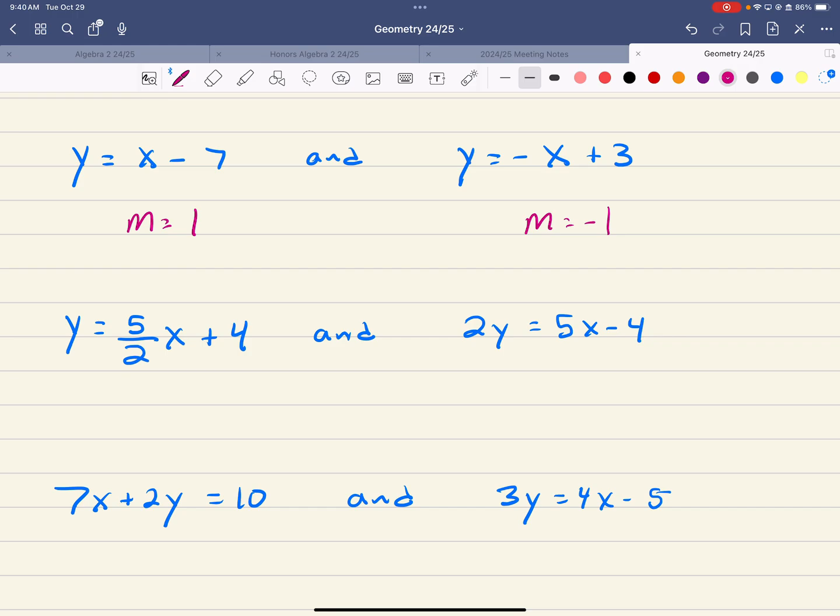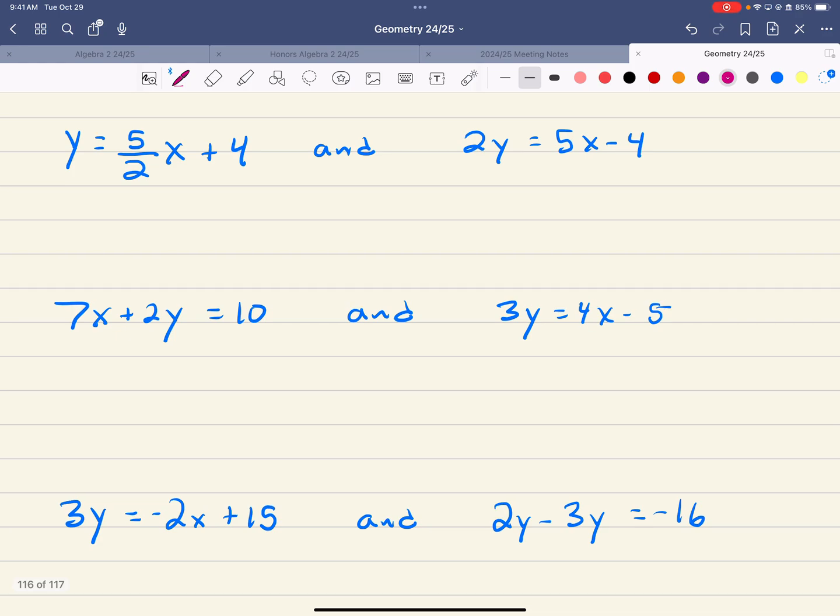Are they reciprocals of each other? Yeah. Okay. So these are actually perpendicular to each other. 1 and -1 are perpendicular. You think of slope of 1, slope of -1, they're going to meet at a 90-degree angle. So those are perpendicular.